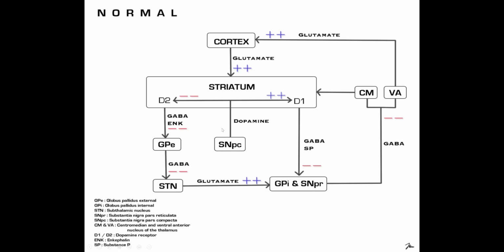And the one other important thing we need to understand is that the pars compacta of the substantia nigra, so usually when we say substantia nigra, we mean the pars compacta, is what projects dopamine up to the striatum. And so notice the unique effects here: dopamine stimulates the D1 receptors, whereas it inhibits the D2 receptors. Okay, so that is the normal basal ganglia circuitry.